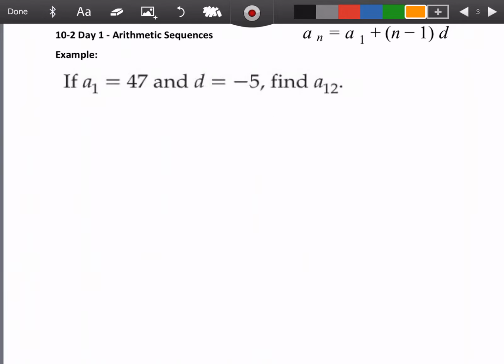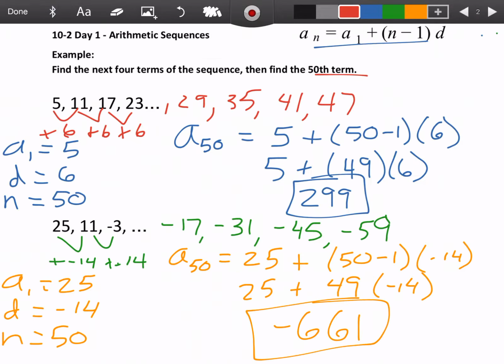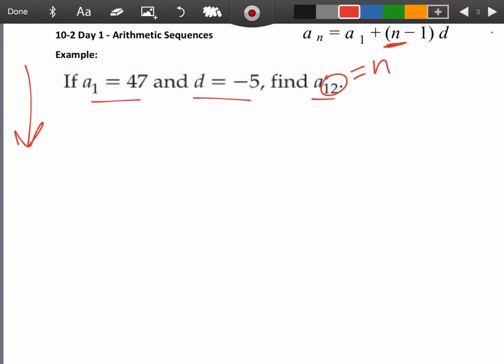Another example that you might see is they might just give you the first term, the common difference, and they say, okay, go find this term. And it's important that you need to know n, and when they say find a of 12, well, that 12, that's what n is. That's right there. So basically what we write down here in our last examples, all these down here, they have already done for us, so we just have to plug those in.